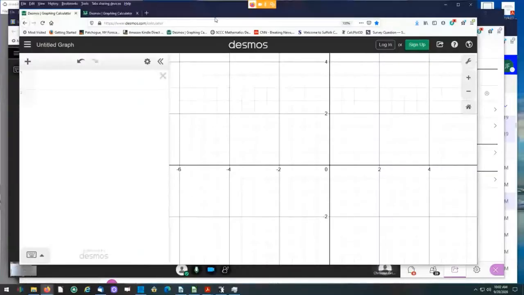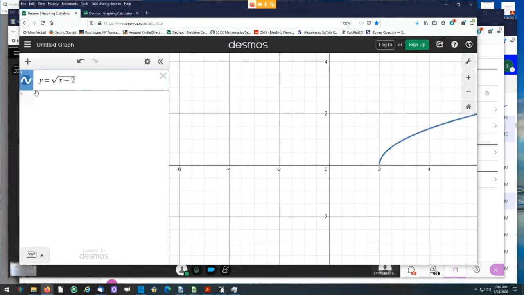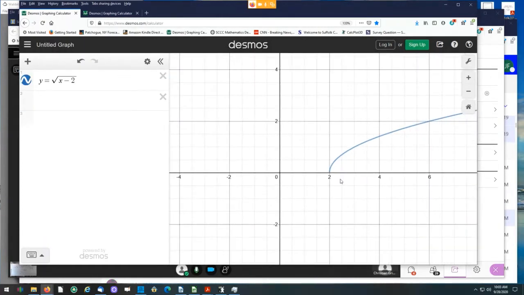So here's our Desmos. Let's take a look at those two functions, f of x. I'm just going to call that y equal to the square root of x minus 2. Well, there's that function. Hopefully you can see what the domain of that function is. Remember, all x has to be greater than or equal to 2. And the range goes from 0 up to infinity. Let's take a look at the other function.